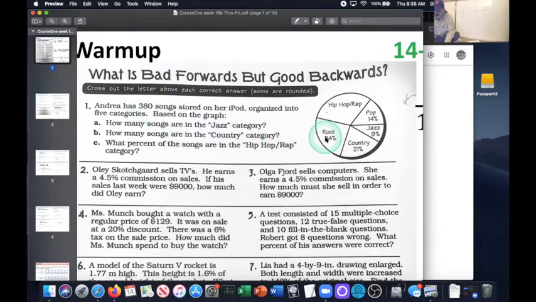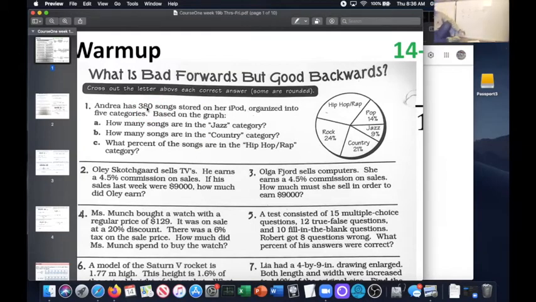And what's the amount of rock songs? What's the amount of country songs? What's the amount of jazz songs? What's the amount of pop songs? Okay, so they're giving you the percents. So all we have to do is multiply the percents by 380 to get the amounts.